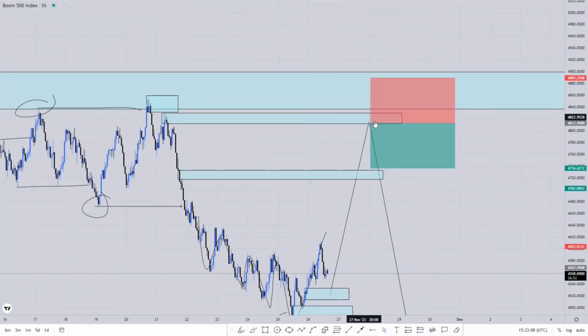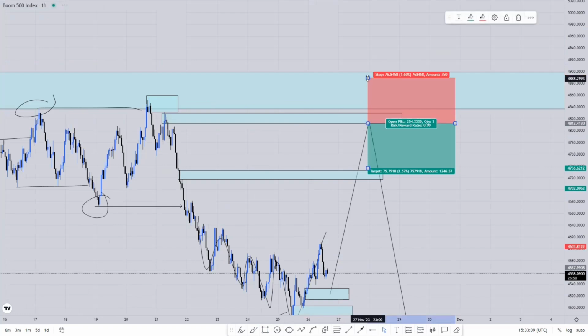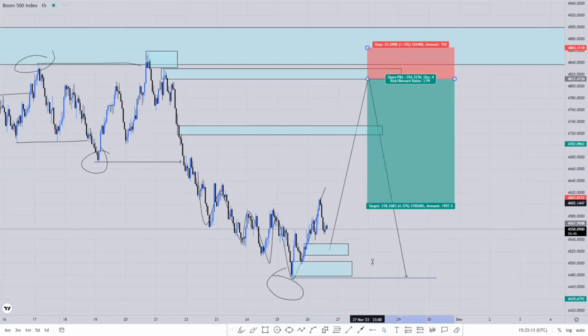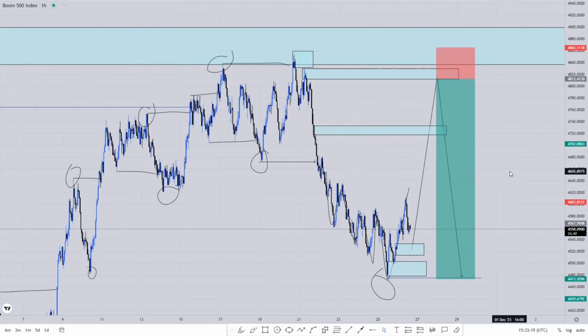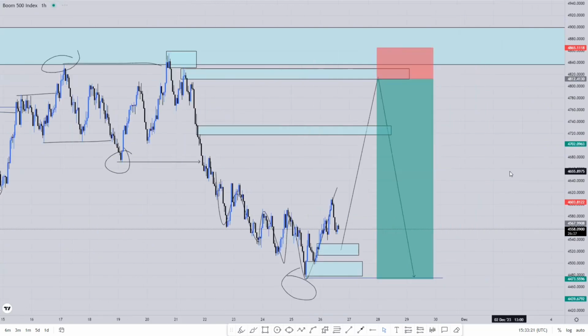We're also going to give that signal in our VIP groups. We're going to give that swing sell on Boom 500. Very beautiful opportunity that you can harness and take advantage of. So this is a counter buy that you can also take. You can also take it, but the main entry or the main trade that I want you to take is up there.